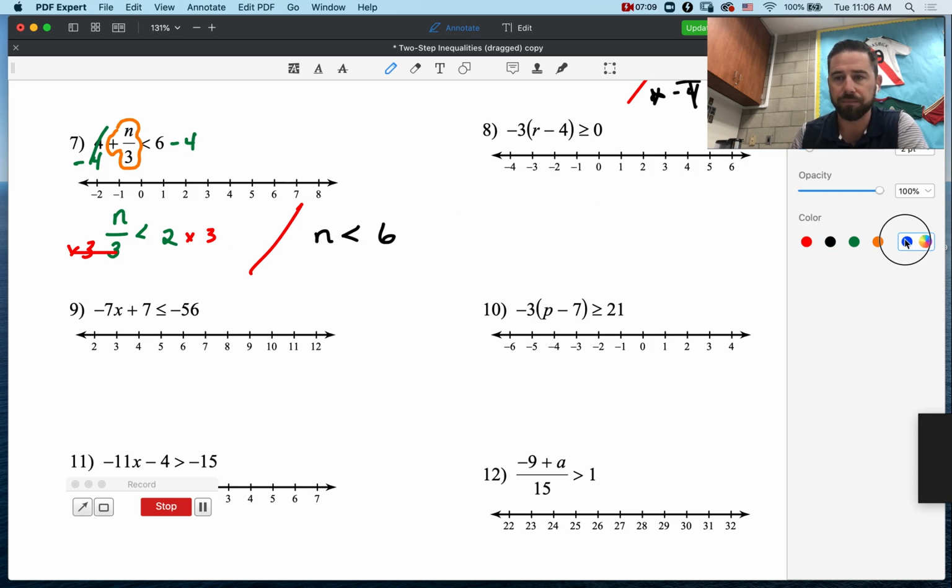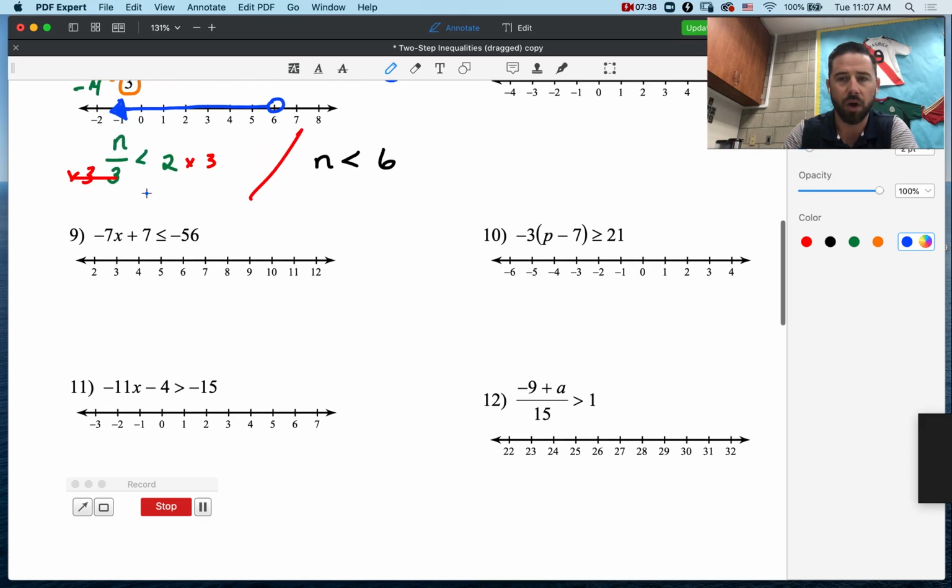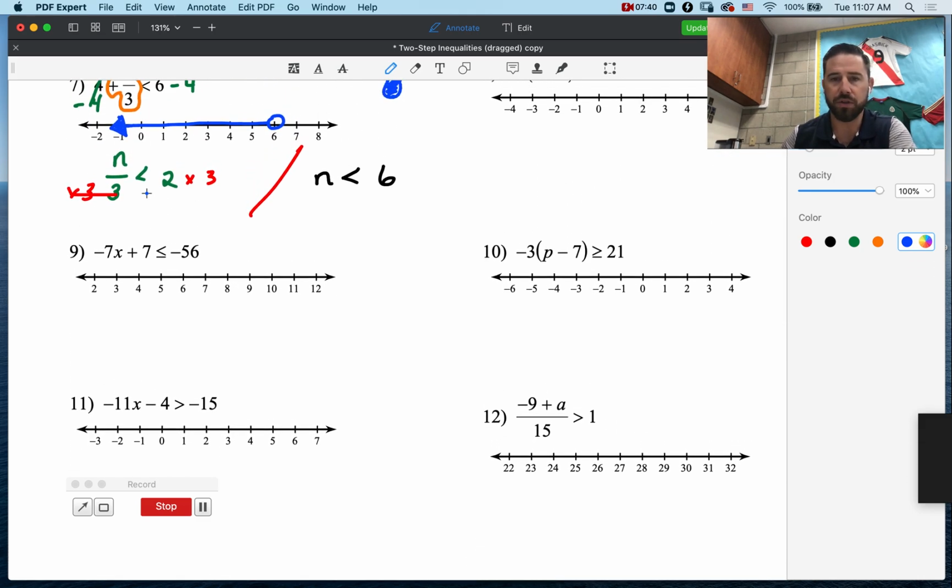So we come up here. At the 6, we're going to have an open point. It's open because there's no equal sign underneath. If there was an equal sign underneath, it'd be closed. And then, is that mouth eating the n? No, it's not eating the variable. So that means we're going to have less than. Less than means left. If it was eating the variable, we would have greater than, and greater than would be to the right.